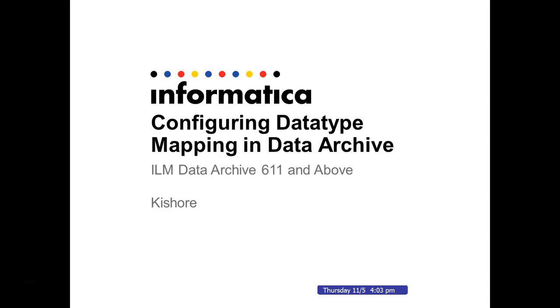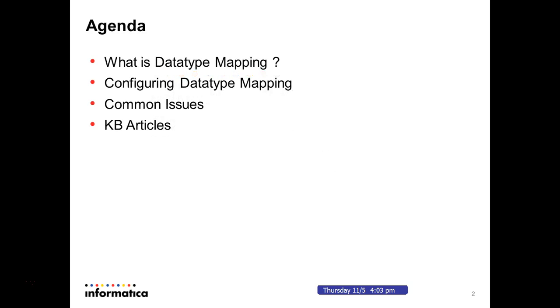Data archive. So to start with, this will be the agenda for the KB. I'll be initially explaining what data type mapping is. Following, I'll be showing the UI for ILM and explaining how to configure the data type mapping and why the data type mapping is useful and how to go ahead. And following, we'll be having a short session on the common issues that we might encounter and how data type mapping acts as a solution to those issues. And finally, a few KB articles that are related to the issues that I will be explaining.